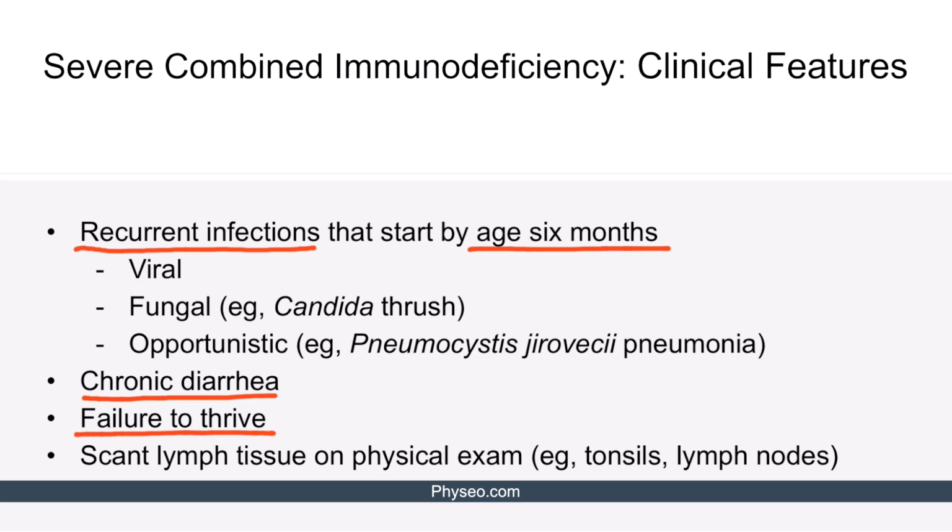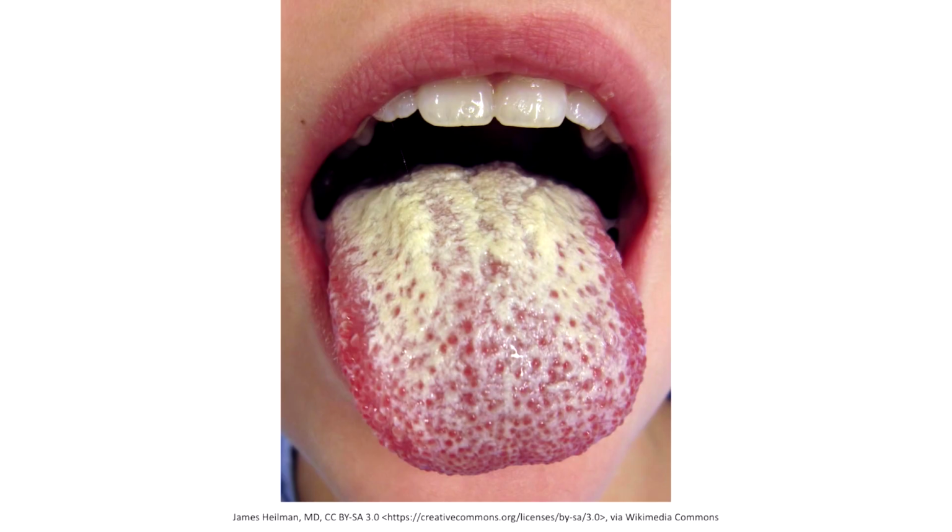Lastly, patients with severe combined immunodeficiency also have scant or even absent lymph tissue on physical exam, meaning that these patients have absent tonsils or lymph nodes. Here's an image of a patient with oral thrush due to an infection with Candida. Note the characteristic white plaques on the tongue.